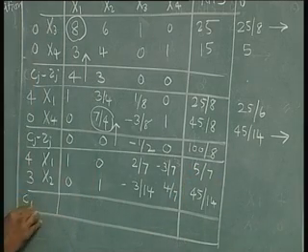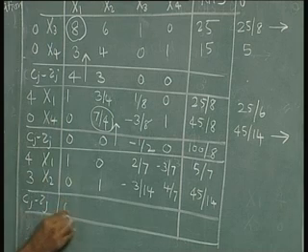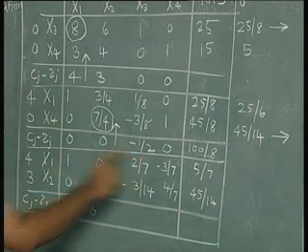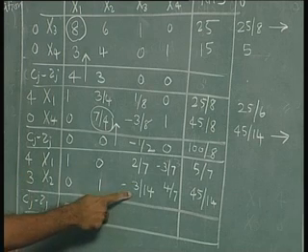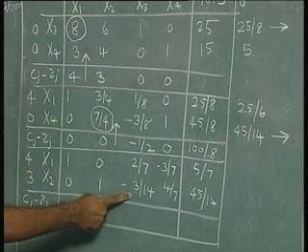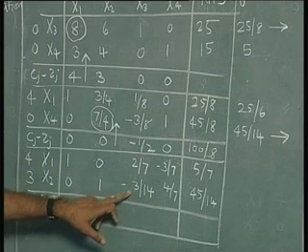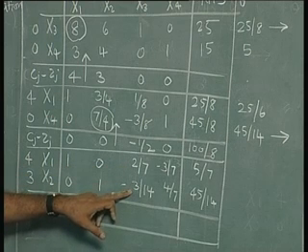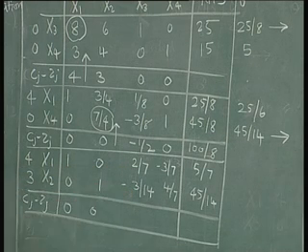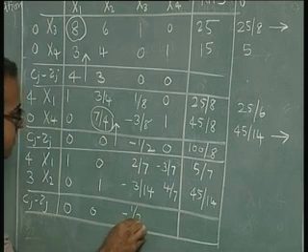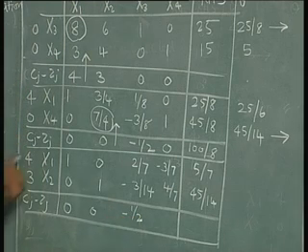Now Cj minus Zj, x1 and x2 will have zeros. 4 into 2 by 7 is 8 by 7, 8 by 7 minus 9 by 14, 16 by 14 minus 9 by 14 is 7 by 14, which is half, so you get a minus half. Minus 12 by 7 plus 12 by 7 is 0.